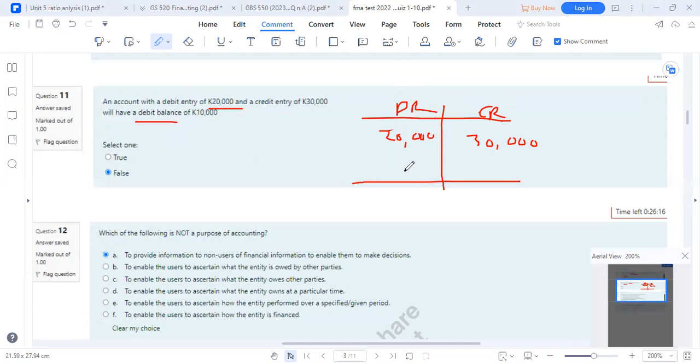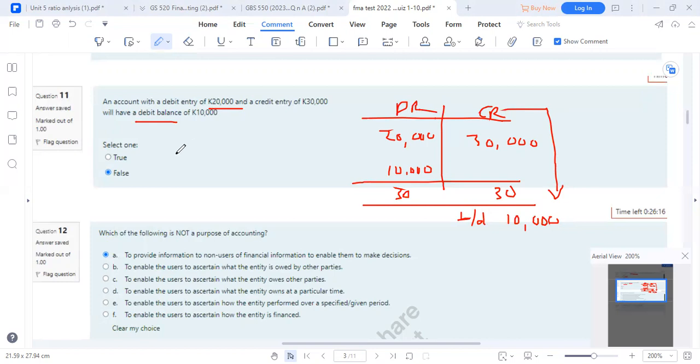Which side has the limited amount? Here we'll close down this one, for it to be 30,000 on both sides. So here we're going to have 30, and here we're going to have 30. Then we bring the difference to the opposite side. We call it a balance brought down. So we're going to have a 10,000 balance brought down, which is on the credit side. So we'll have a debit balance of 10,000? No, it's supposed to be a credit balance of 10,000. So this answer is supposed to be false.